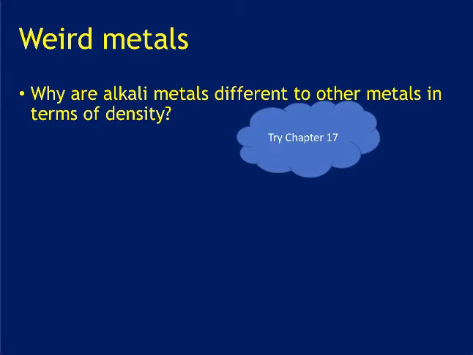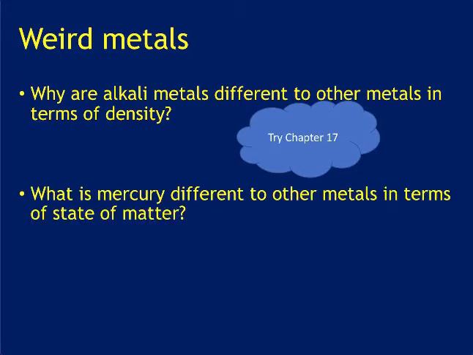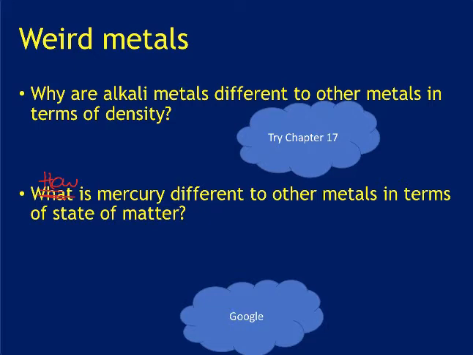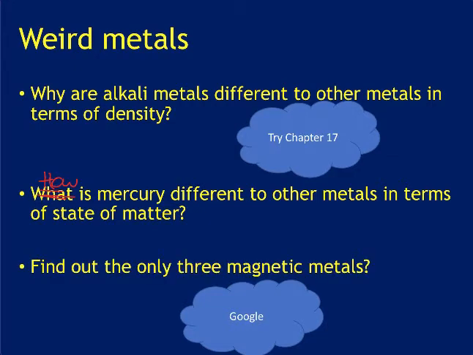So why are alkali metals different to other metals in terms of their density? And how is mercury different to other metals in terms of its state of matter? So you'll find the answer to both of those in chapter 17, but you are going to have to Google this last question. There's only 3 metals that are magnetic. Find out what they are.